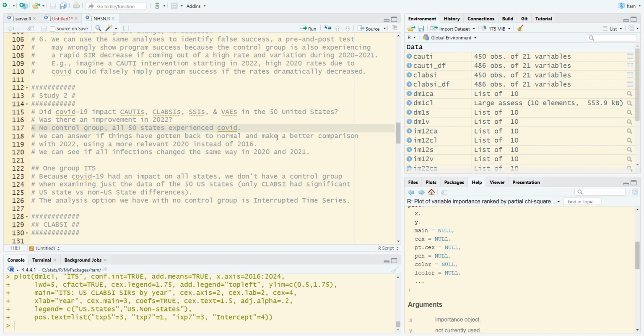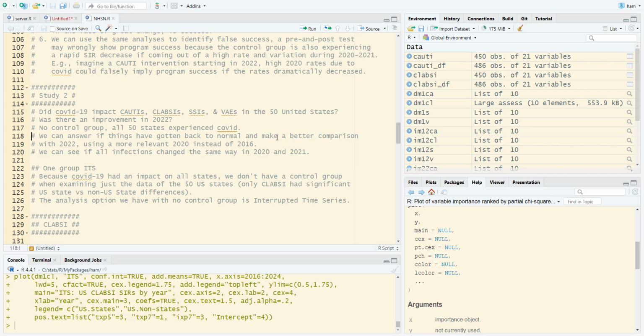Our counterfactuals that we need to say what the program effects are are based on our prior segments. So our comparison group is actually our previous period. We can answer if things have gotten back to normal, and make a better comparison with 2022 using a more relevant 2020 instead of 2016. 2016 may be just a different period altogether. We want to know what happened in the face of COVID.